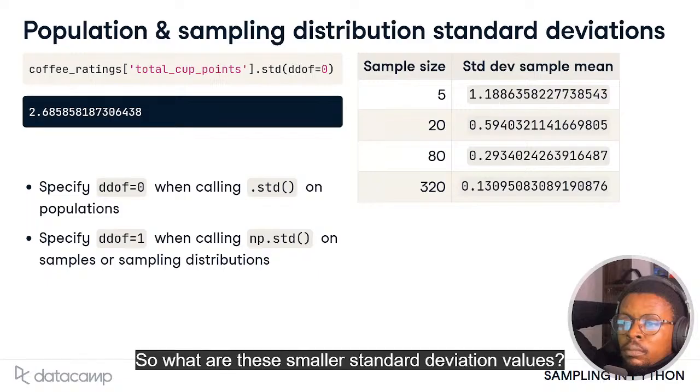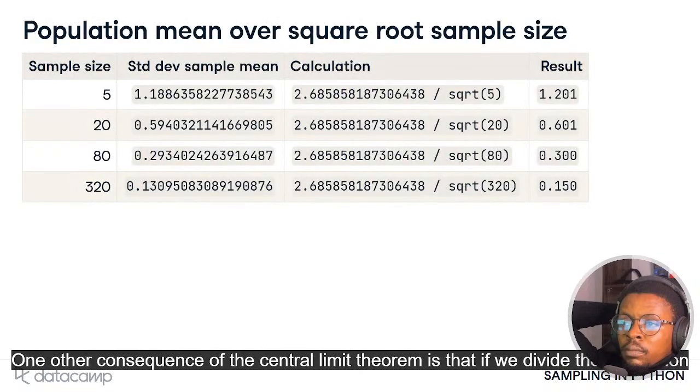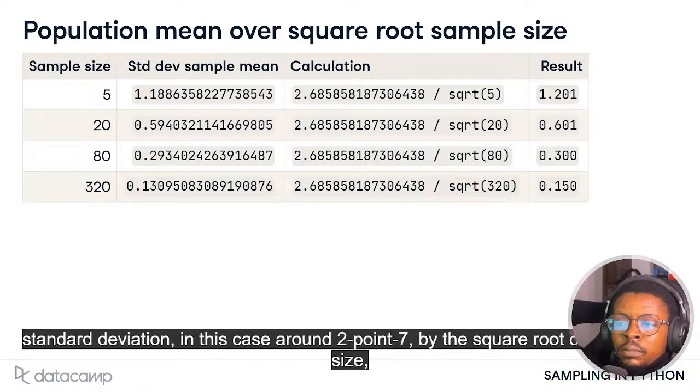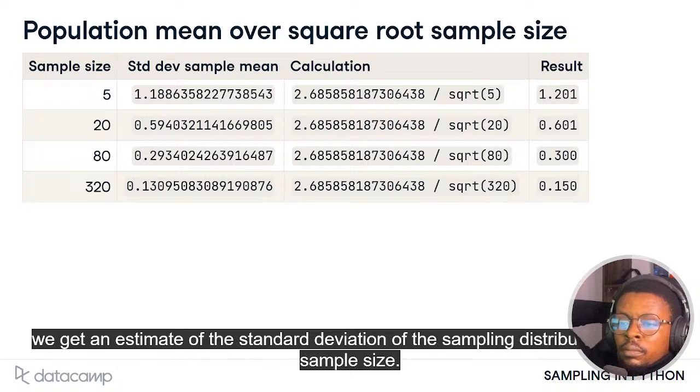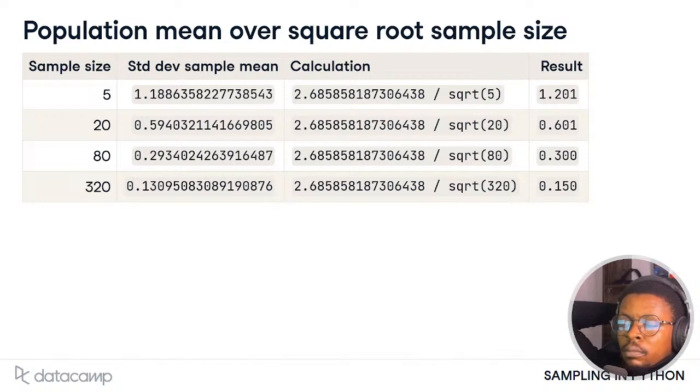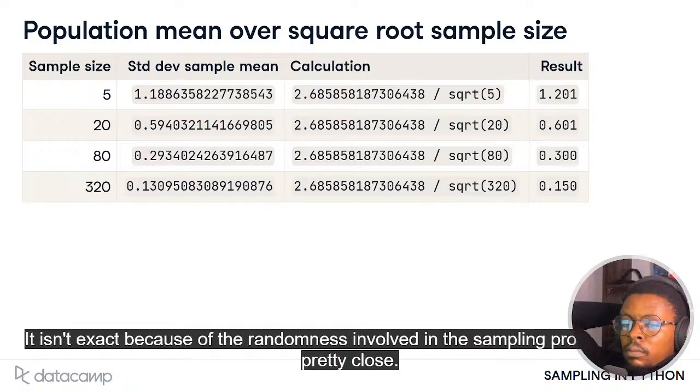So what are these smaller standard deviation values? One other consequence of the central limit theorem is that if we divide the population standard deviation, in this case around 2.7, by the square root of the sample size, we get an estimate of the standard deviation of the sampling distribution for that sample size. It isn't exact because of the randomness involved in the sampling process, but it's pretty close.